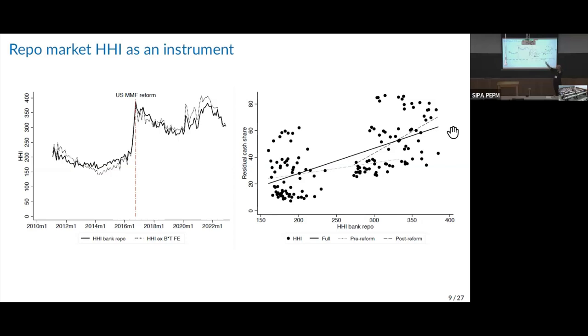A few things to take away here. Just less variation before the reform. So the big jump is the money market reform. Before that, there's less variation. After that, there's a bit more variation. And you also see the relationship with basically the first stage, the HHI on the x-axis, and the residual cash on the y-axis. There's a much stronger relationship between the two after the reform.